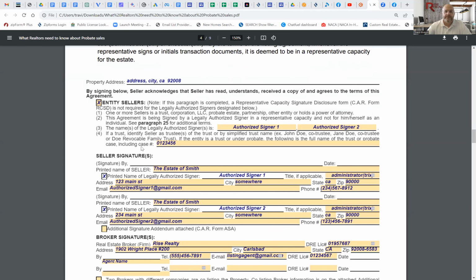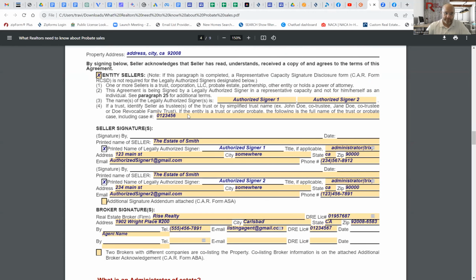So this is going to be the last page of the RLA where I checked the entity sellers box. This would have the authorized signer's name. I just typed in this instead. So if there's more than one, you put the first one here, the second one here. This is the names of the legally authorized signers. And then the probate number, I just made up a number.